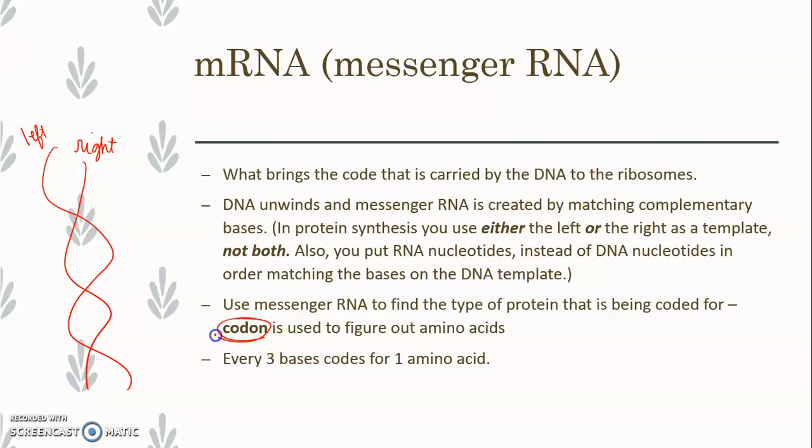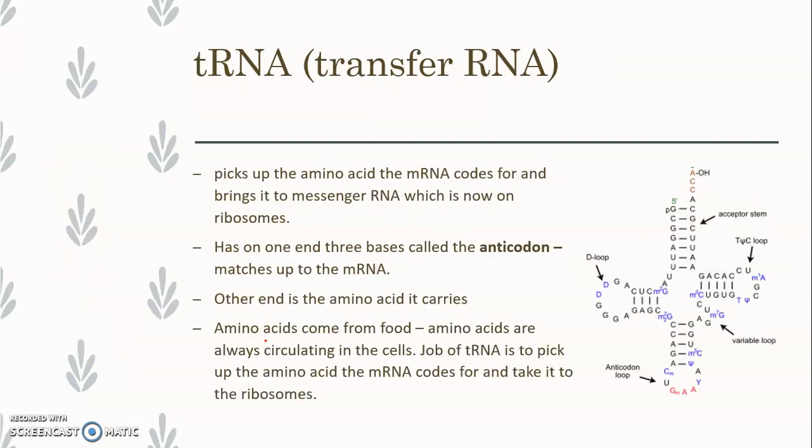Codons are used to determine which amino acid is going to be put in place. Every 3 RNA nucleotides are going to code for one amino acid. Those 3 bases are called a codon. And there will be another slide in a little bit that has all of these definitions on it. Okay, so that's what the messenger RNA is doing.